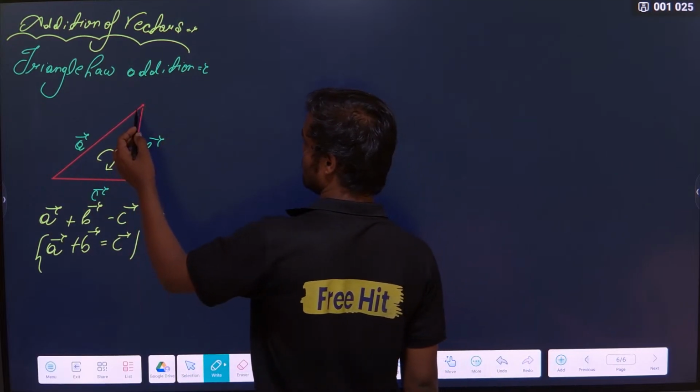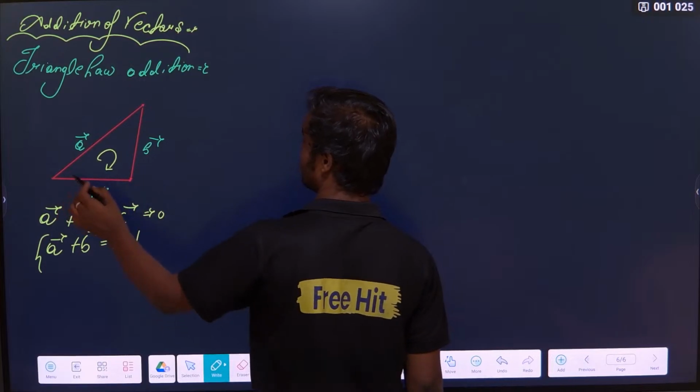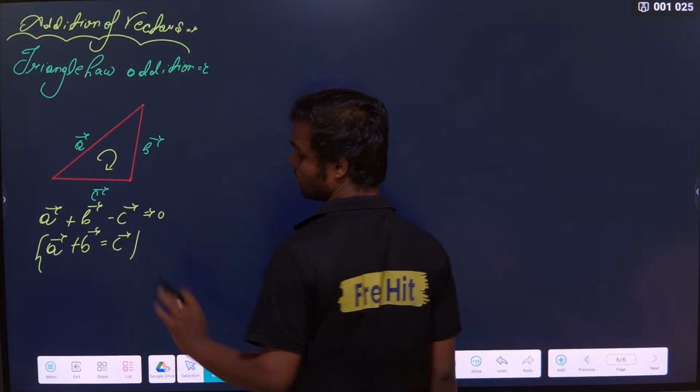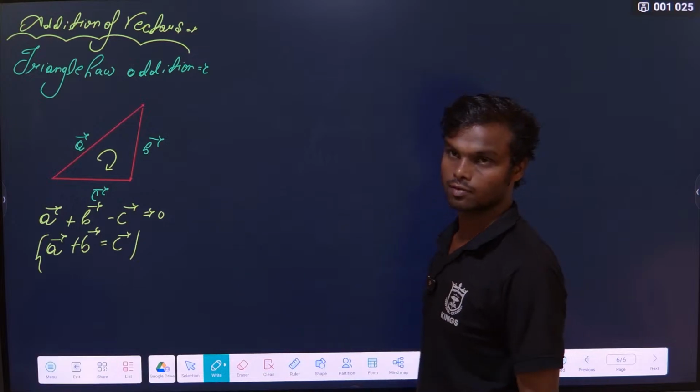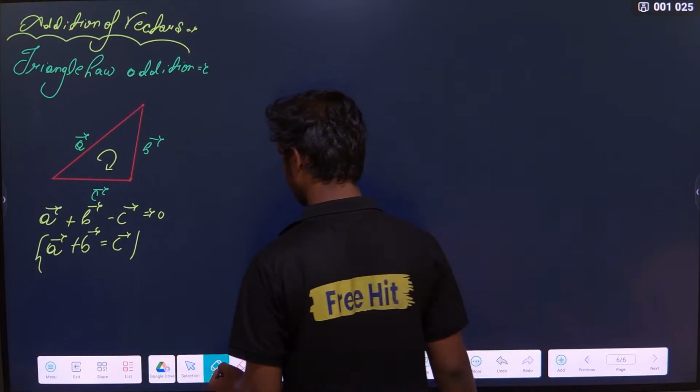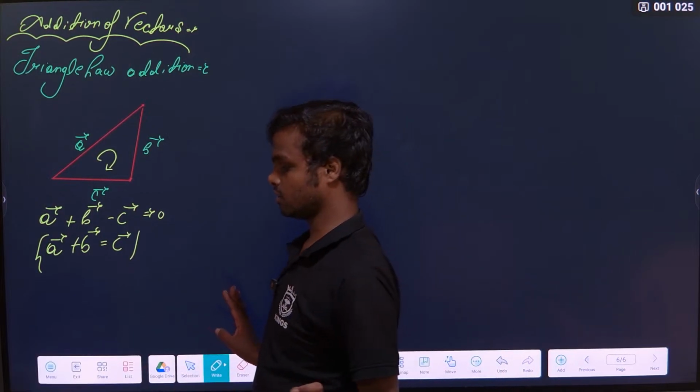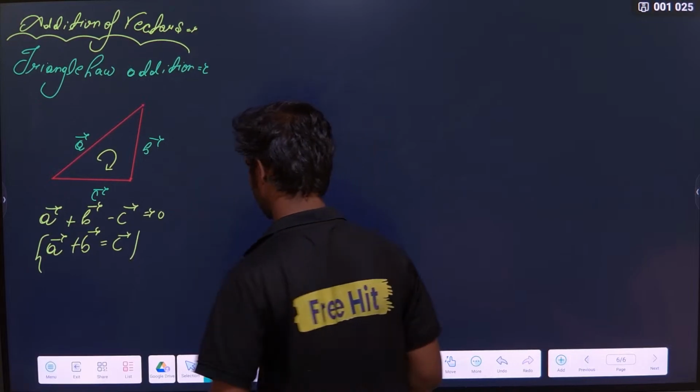This is the same direction, this is also the same, and this is opposite, so it should come like this, but it is opposite now, so just put a minus sign. Simple. This is the triangle law of addition. Finished. No need to remember anything. People used to tell a lot of things, no need of that. Simple rule. What I am telling is very simple.